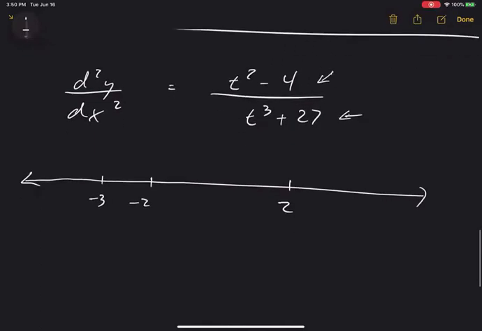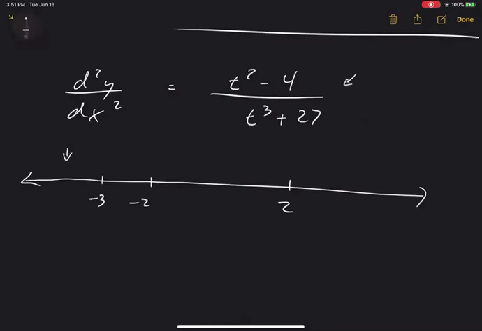This divides my number line up into sections. I got this section, 1, 2, 3, 4. I got 4 sections. Now all I do is test each section. By test, I mean I'm going to pick some point. Let's start with the left section. I'm going to pick some point in there, plug it into my second derivative, and see if that number is positive or negative.